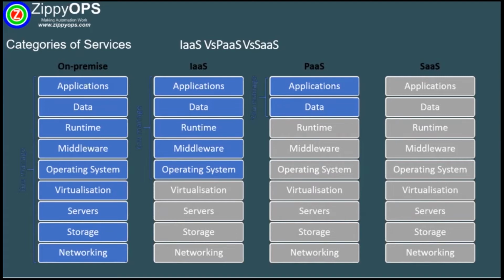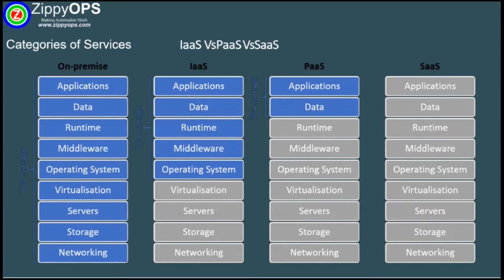On top of that, you will bring up the virtual machine. On the virtual machine, you will be installing the operating system. On top of that, you will be installing your middleware. Let's say you have Tomcat or Django or Go, these kinds of applications. And then your application runtime will be created. On top of that, you will have the application and data. So this is a normal data center and you have to manage everything.